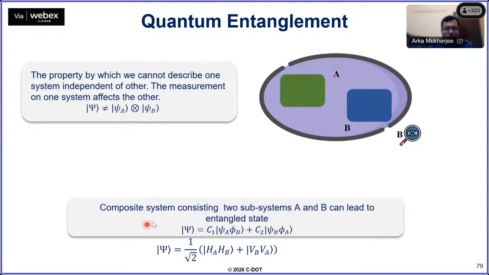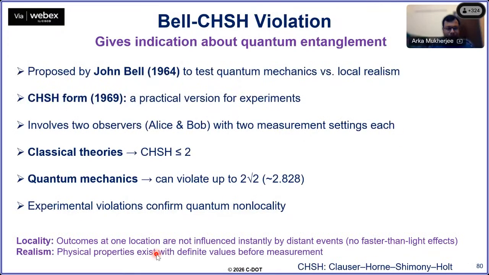So we can write this system like this. If there are two such systems, the entangled state can be represented like this, with a coefficient. For horizontally or vertically polarized light, we can write horizontal plus vertical. It means if we get horizontally polarized light at Alice, we'll get horizontally polarized light at Bob. But if we get vertically polarized light at Alice, then we'll also get vertically polarized light at Bob. That's how entanglement is represented, for a maximally entangled state. Then I'll go to the Bell CHSH violation.